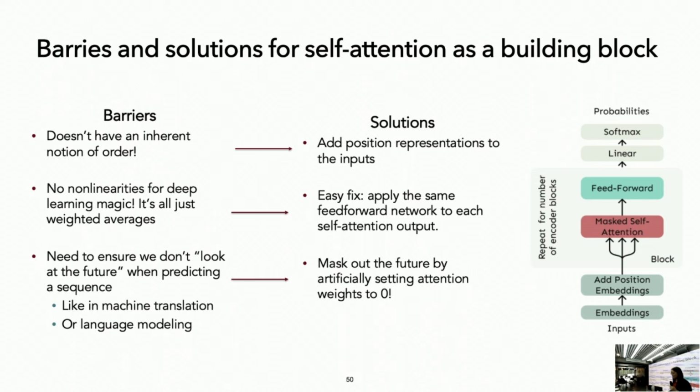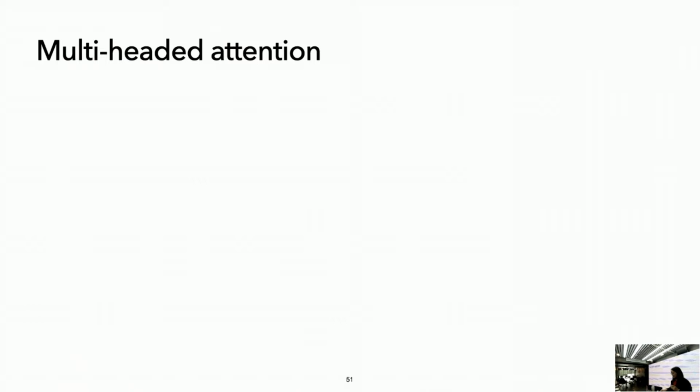So in this way, we guarantee nonlinearity. The third one is that sometimes when we are dealing with machine translation or language modeling, we do not want to look into the future. Since for transformers, all the operations are within the same sentence, we do not want to look at the future. We only want to look back. Otherwise, this is a data leakage, or a ground truth leakage. To deal with this, we are going to introduce a mask mechanism to mask out the future by artificially setting those attention weights to zero. So that's the building block.